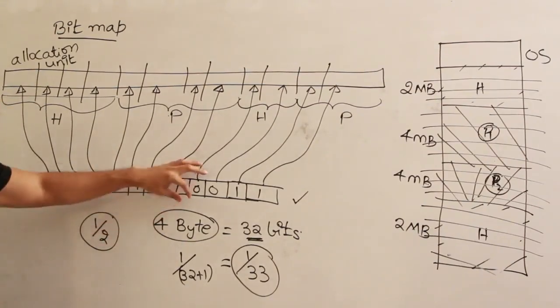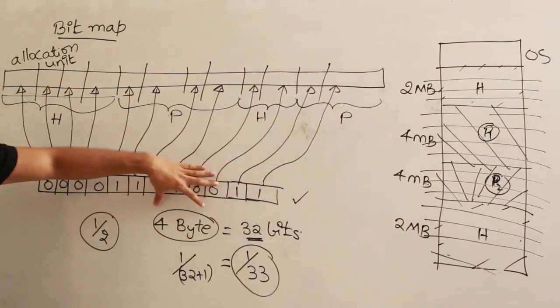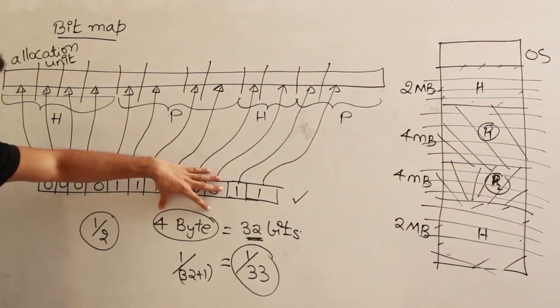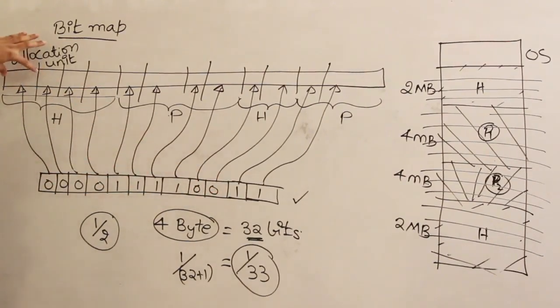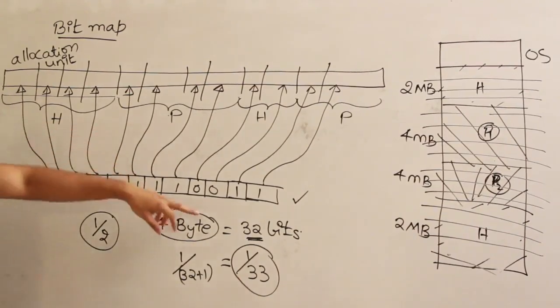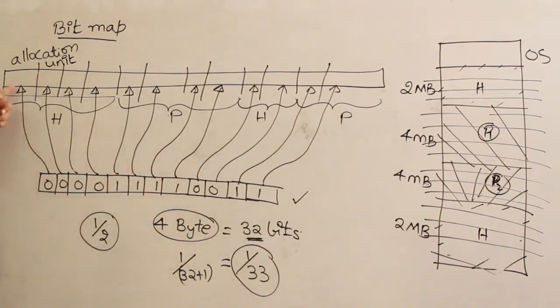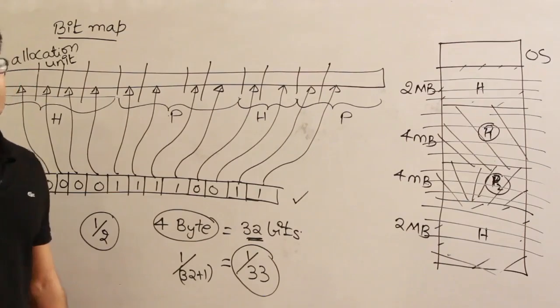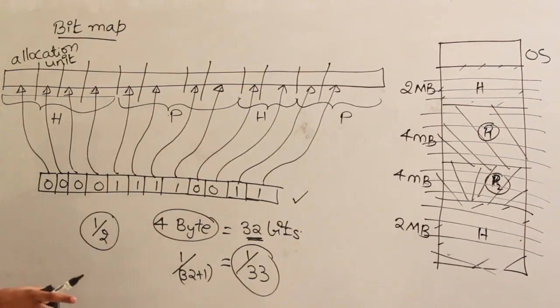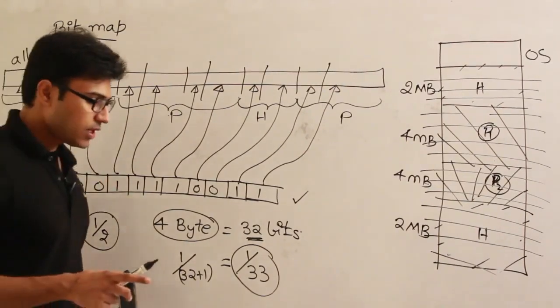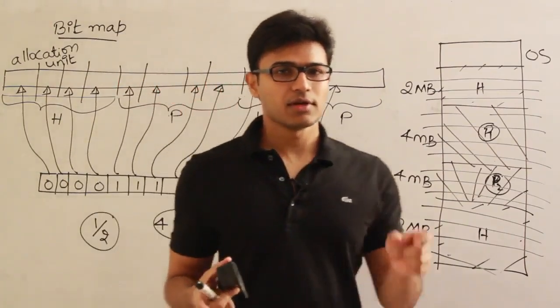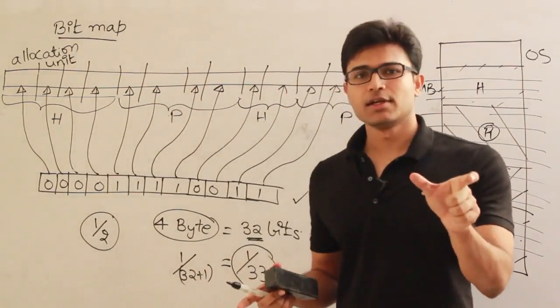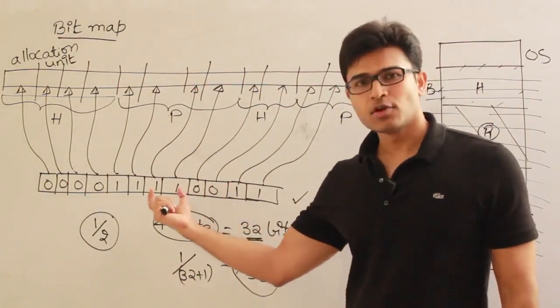Why? Because if your allocation unit size is 4 bytes, then in order to say that these 4 bytes are free or not, we are going to represent it with 1 bit, right? Which means for every 32 bits, I am going to use 1 bit to represent whether it is free or empty, right? Therefore 1 by 33rd of the memory is going to be taken up by the bitmap. Fine. So if you increase the size of your allocation unit, then definitely the size of the bitmap is going to decrease.